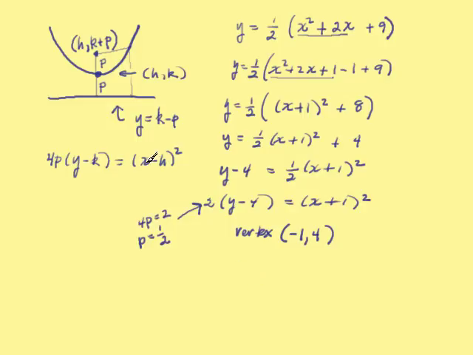So once we know that, we can get the focus. So the focus is -1, and then the y coordinate plus p. So that would be 4 plus 1/2. And we can get the directrix. We just take the y coordinate of the vertex and subtract p. And we have for the directrix the line y is equal to 4 minus p, 4 minus 1/2.